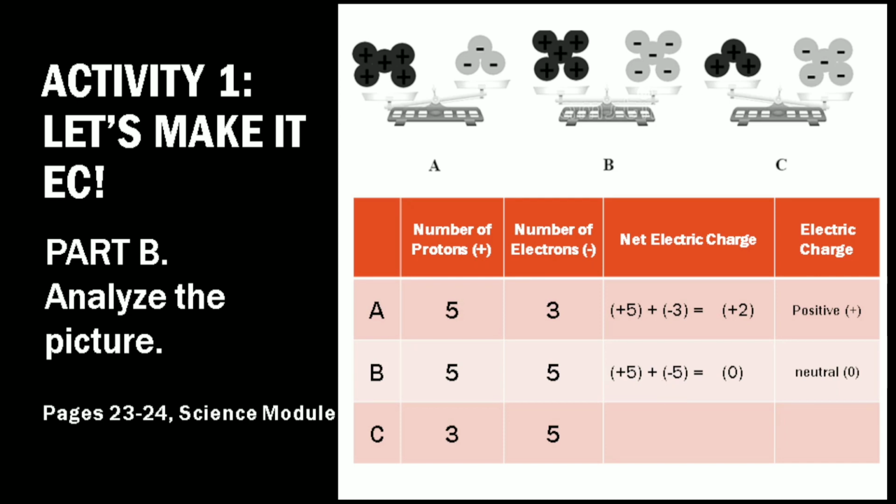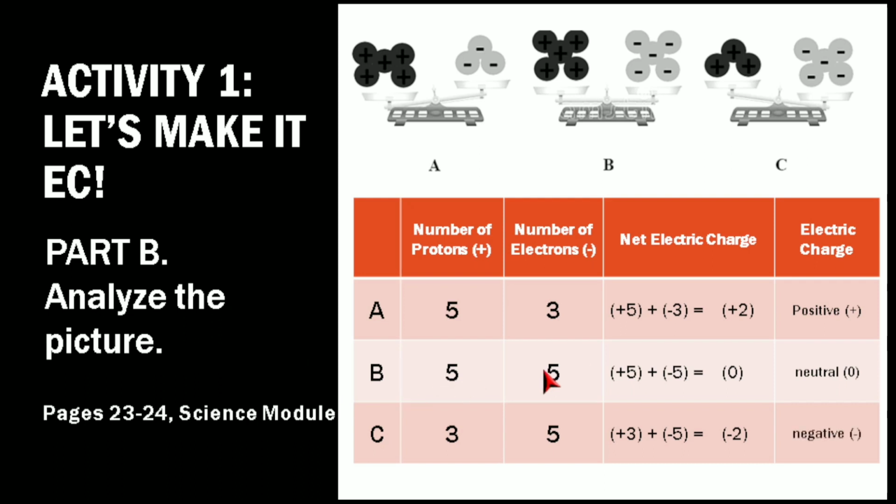We have plus 3 because we have 3 protons, and minus 5, or negative 5, because we have 5 electrons here. So if you're going to add this, what will be the answer? Okay, correct. The answer is negative 2. Therefore, the electric charge will be, write your answer in your notebook. The answer here is, very good, it's negative.